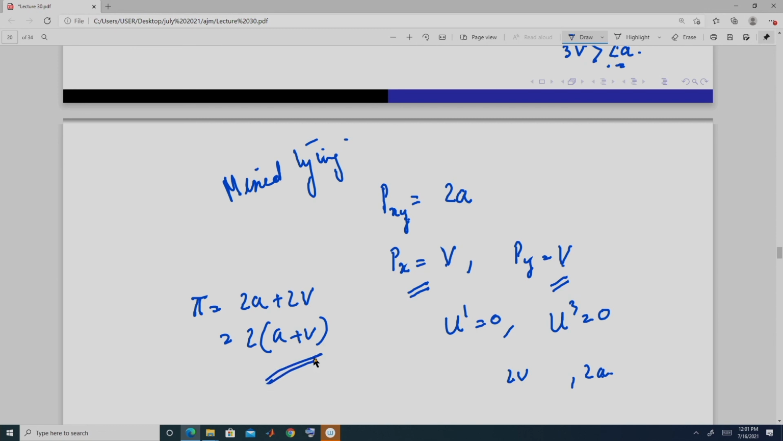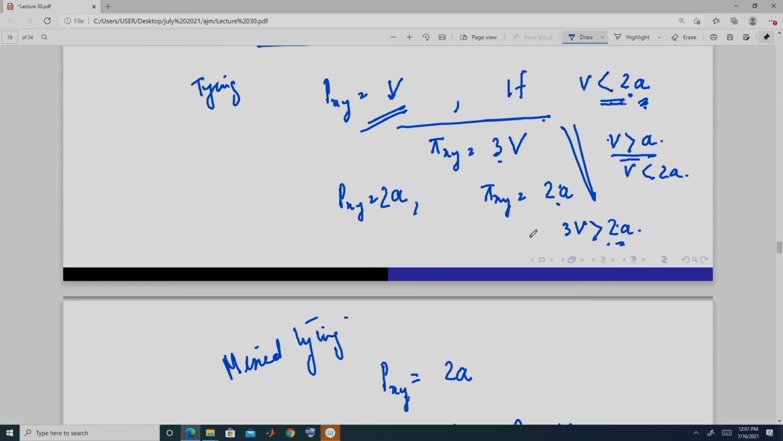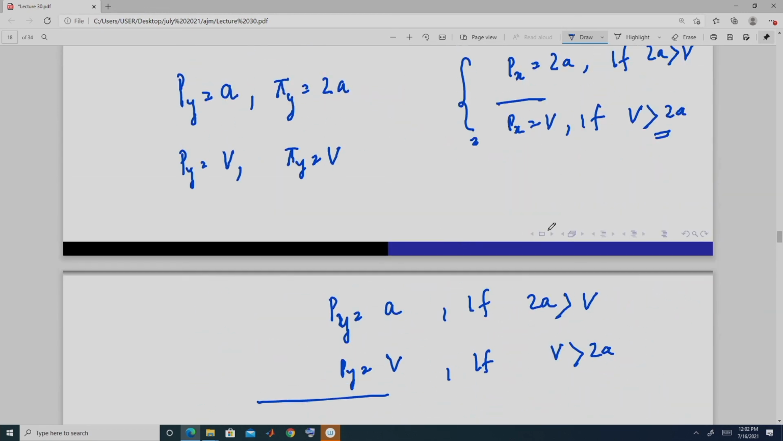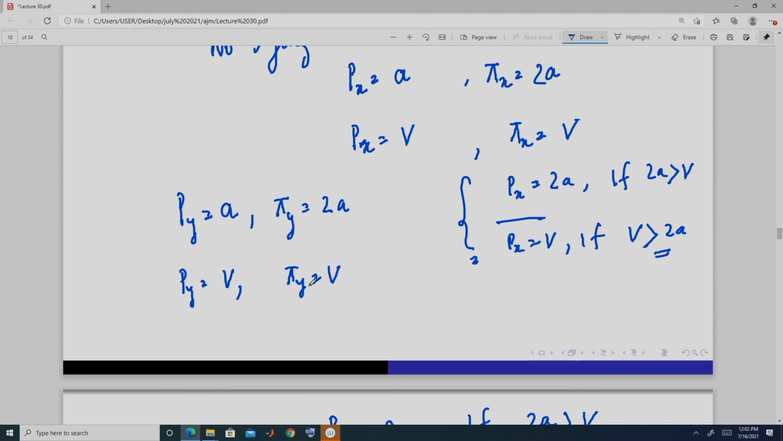This is greater than both of these here. And in this case, how much is the profit? Profit is this and this, or it is this. So, it is profit here, it can be 4A or it can be 2V, right.